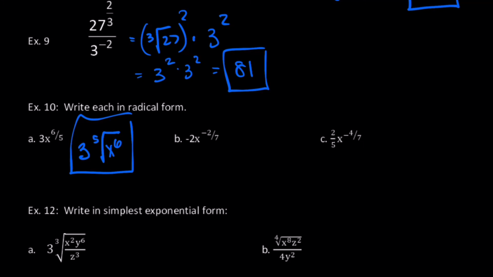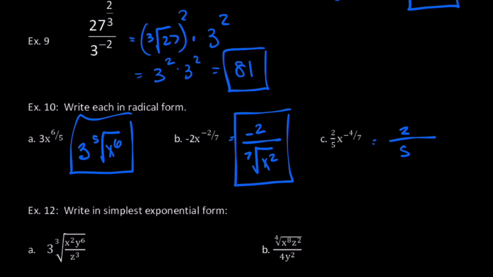The next one, negative 2 times x to the negative 2/7. So this exponent does two things. Number one, it's a negative exponent, so I'll make this go to the denominator. And then I've got the 7th root, and the power is 2. So this expression would be negative 2 over the 7th root of x squared. This one here is similar to the one we just did. I've got 2 fifths to start, x to the negative 4/7. So that's going to go to the denominator. It'll be the 7th root of x to the 4th. So 2 over 5 times the 7th root of x to the 4th.